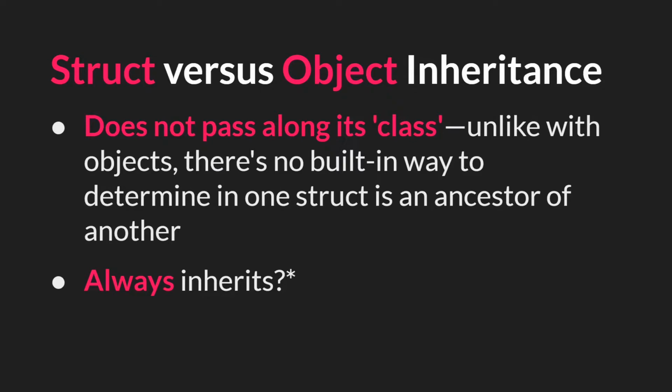But before I do that, I want to talk about two other things. First, I want to talk about how struct inheritance differs from object inheritance in GameMaker. The primary way that it is different is that it does not pass along its class. And what I mean by this, and you're probably familiar with how object inheritance works in GameMaker, if not, there will be a link up above.